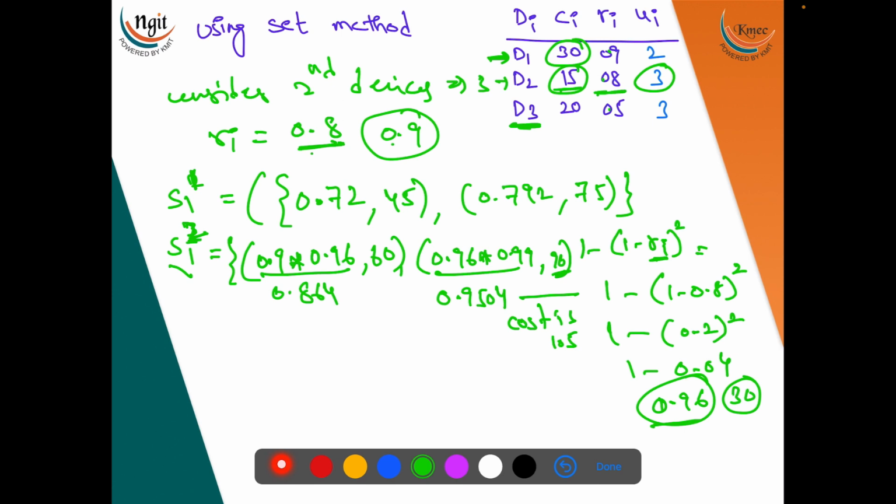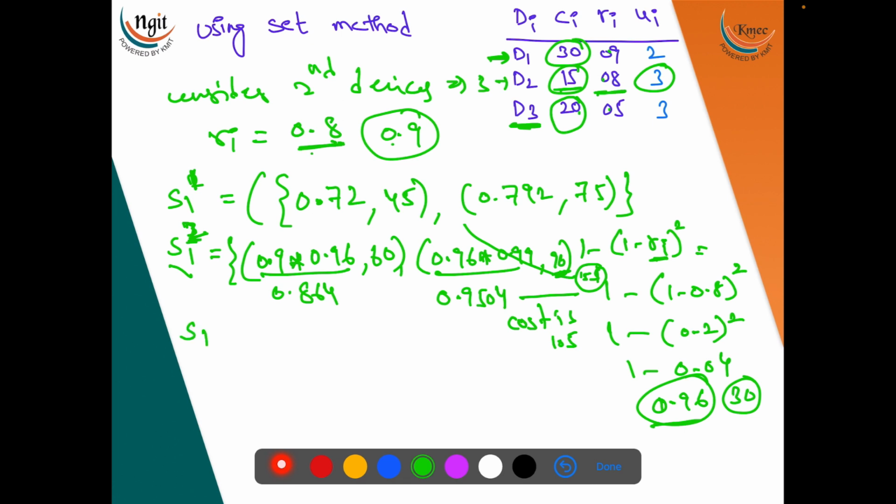The one more device cost is 20. If I take here 90, only 15 rupees is left. 15 are left to buy this. So obviously this will not be included in the solution, right? Now I'm cutting it, I'm ignoring it, I'm deleting it.